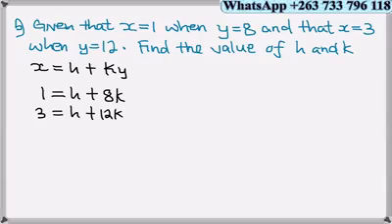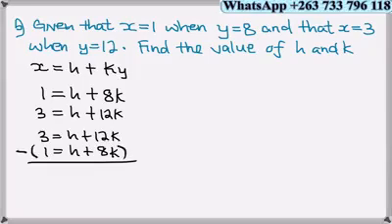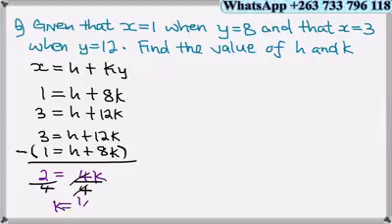To avoid confusion, take the equation with large values and put it on top, because we are going to solve this through elimination. So the second equation becomes the first, and the first equation becomes the last. So I subtract: 3 minus 1 is 2, h minus h is 0, 12k minus 8k is 4k. Then I can use this to find the value of k, dividing by 4 both sides. So this will be 2 over 4, which can be simplified to a half, 1 over 2. So this will be the value of k.